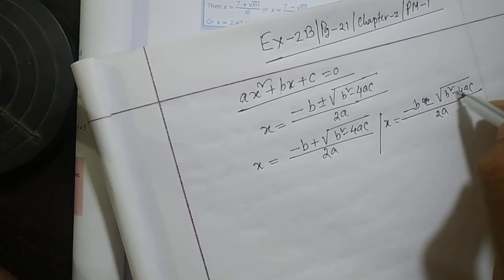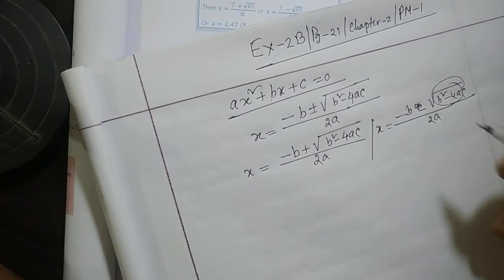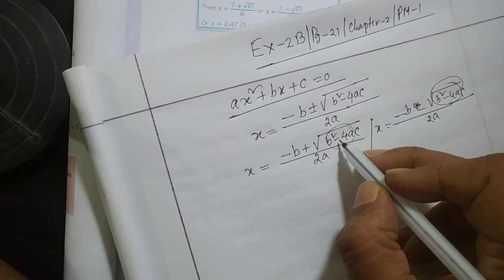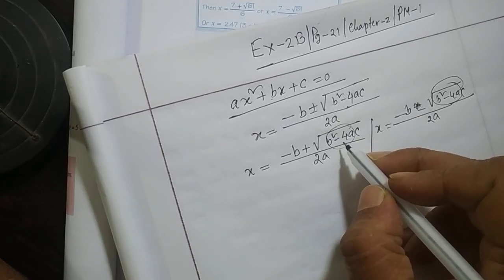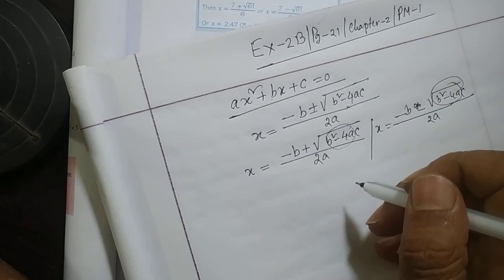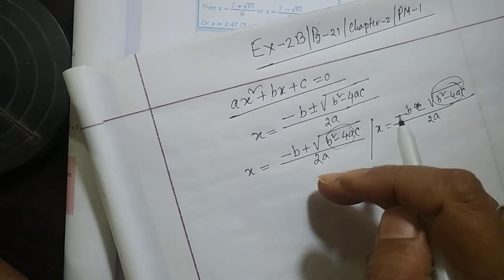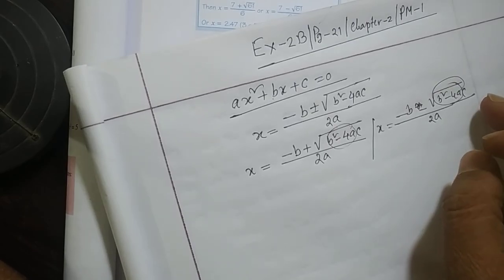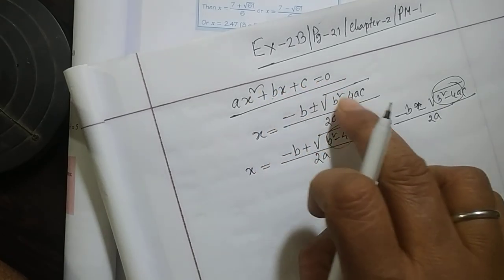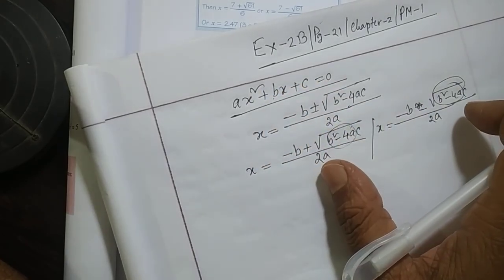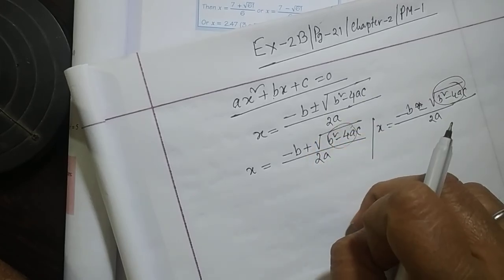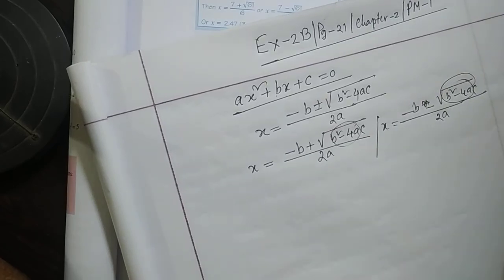Keep it in mind, inside the square root there must be a non-negative number. If there is a negative number, then it will become a complex number, and in that case the solution will be a complex solution. But as we are working in the real field, all these numbers will be real numbers. In that case, inside the square root there must be non-negative, meaning 0 or a positive number.